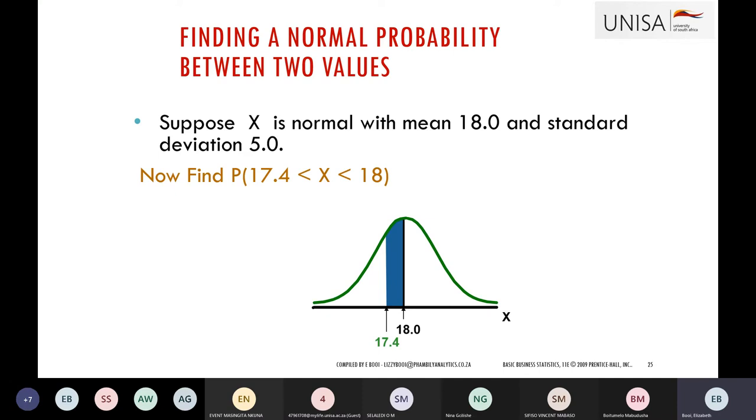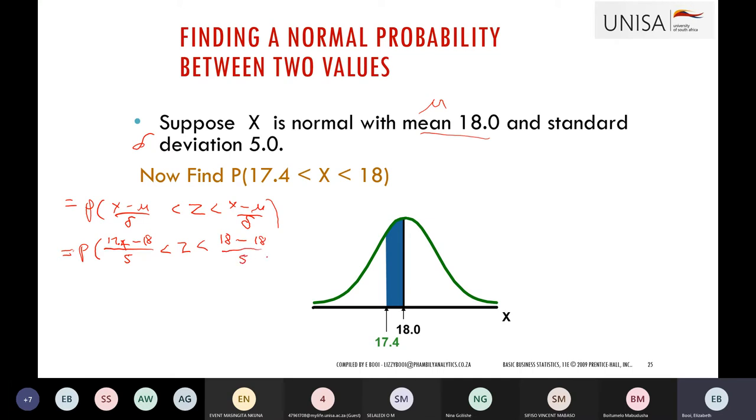Suppose X is normal with the mean of 18 and the standard deviation of 5. Find the probability that X lies between 17.4 and 18. So we need to find the probability that Z lies between X minus the mean divided by the standard deviation. Substituting, we first start with 17.4 minus our mean of 18 divided by our standard deviation of 5. And on the other side, 18 minus the mean of 18 divided by the standard deviation of 5.